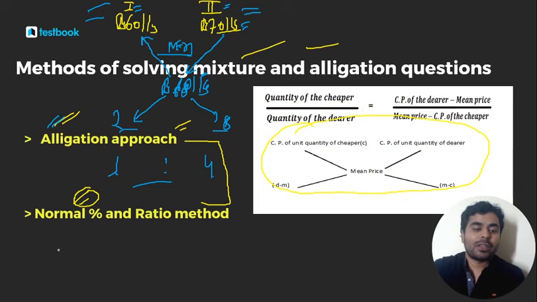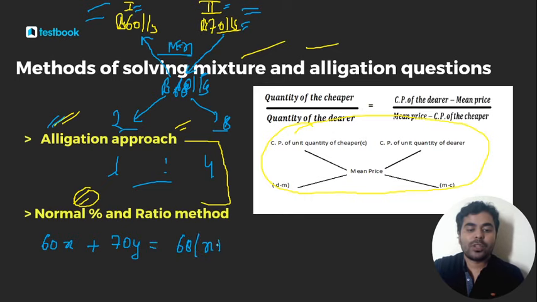Our basic method, suppose we have to find out the ratio, then we would have constructed an equation. Suppose we don't know the quantity of the 60 rupees variety rice, so we let that be x, so 60 into x, and the quantity in which the 70 rupees per kilogram rice was taken is 70 into y. This should equal 68 into (x plus y).